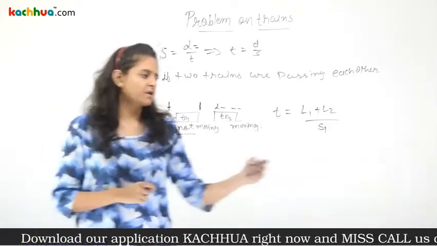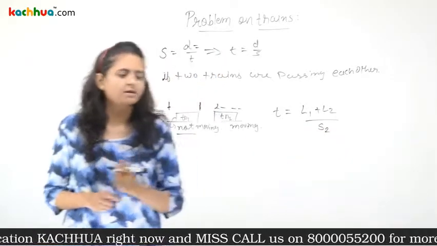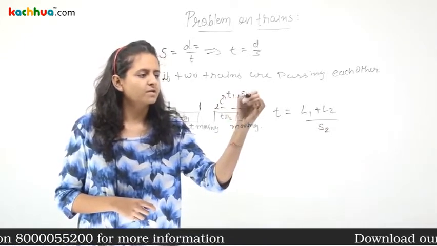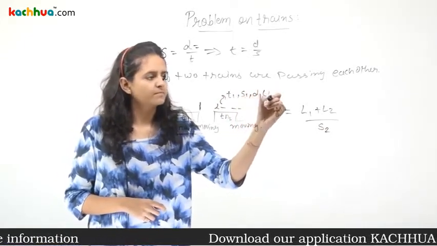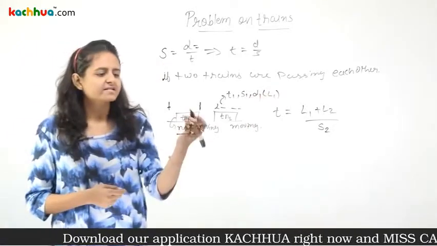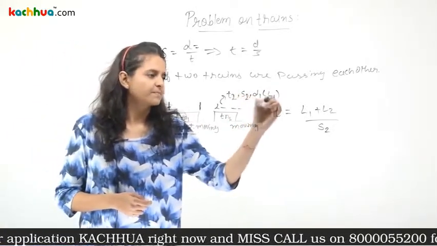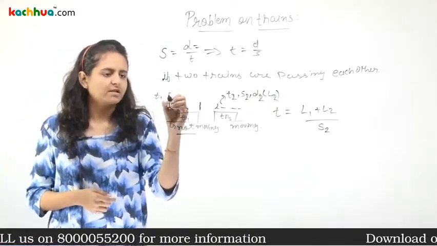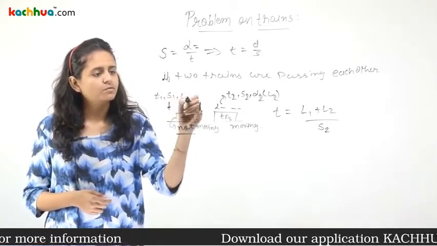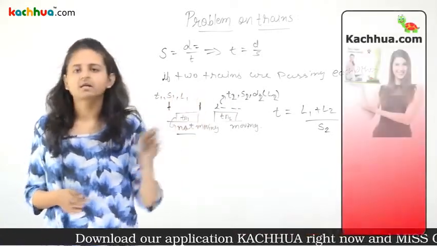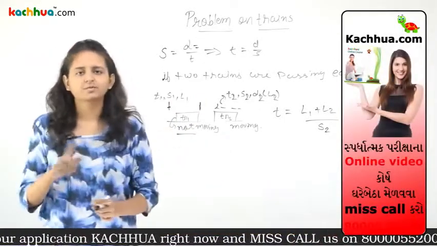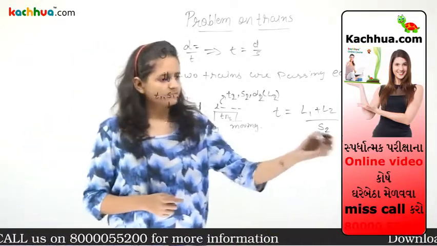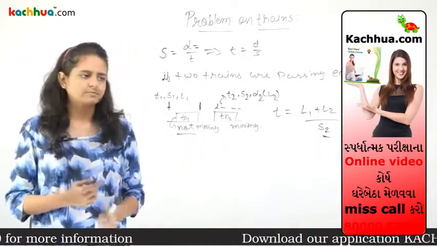Why S1 only? Or I'll write S2, because we are talking about train 2. For train 2, this will be T2, S2 and D2 or L2, because we are taking length. For train 1, this will be T1, S1, and L1 or D1. Now train 2 is moving and train 1 is not moving. Train 2 is moving, so of course the speed will be S2.